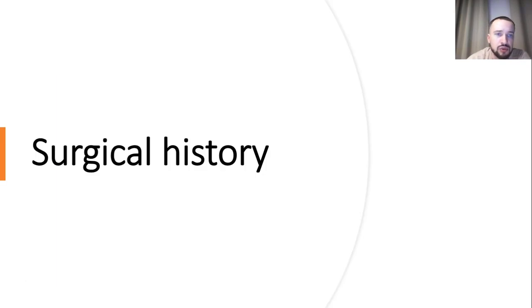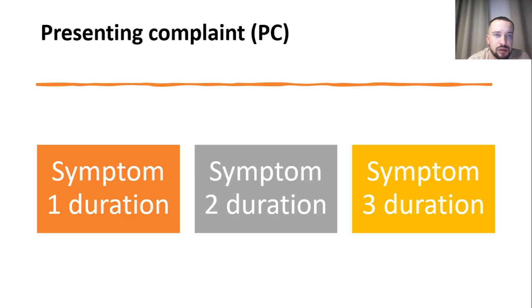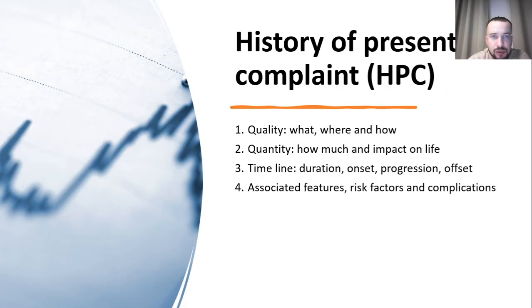And now I want to talk with you about the example of the surgical history. First of all, we talk about the introduction: it is the age of the person, the occupation of the person. Presenting complaint in the next step: symptom one, duration one, duration two, duration three. History of presenting complaint: there you need to check the quality, quantity, timeline, associated features, risk factors, and complications.